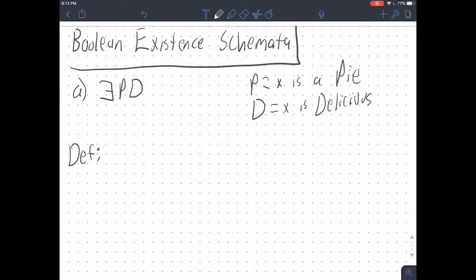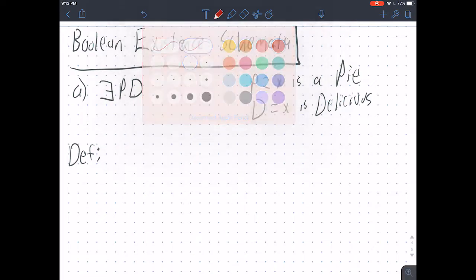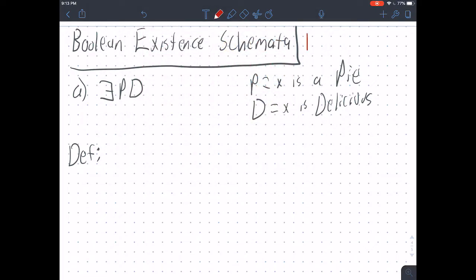The next type of schema that we need to learn to identify and recognize is known as Boolean existence schemata, which I'm going to abbreviate as BES.